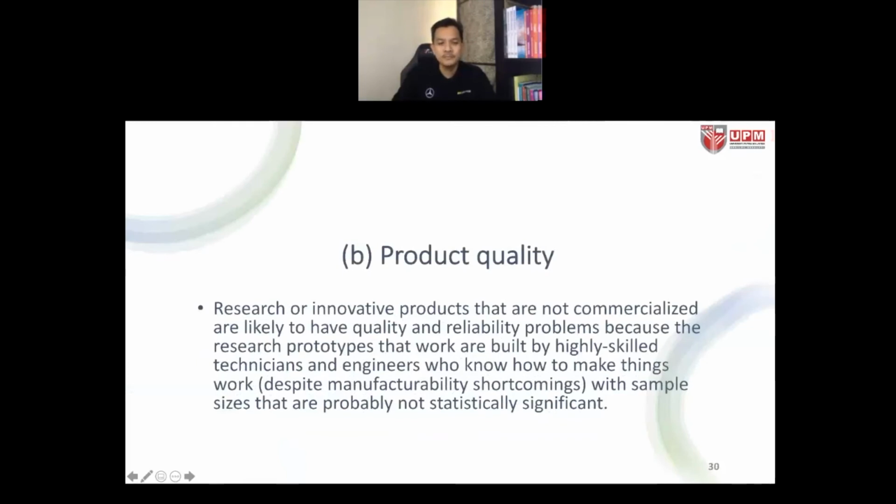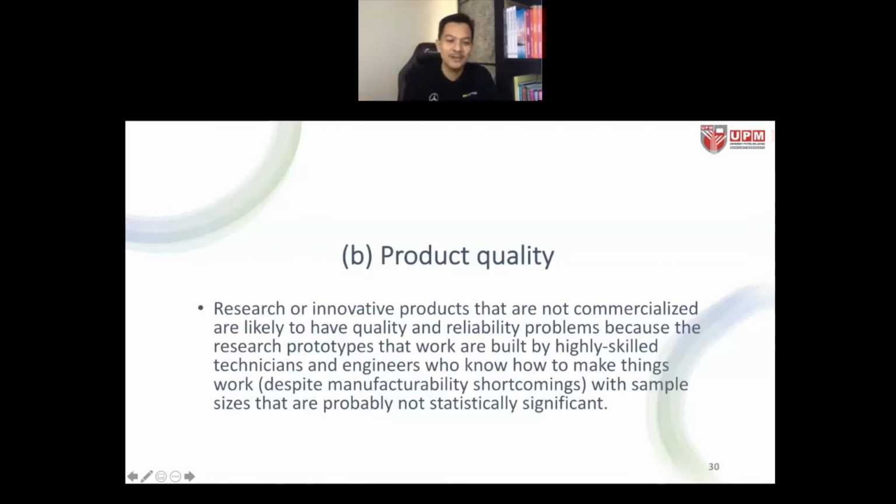We move on to product quality now. Just now you saw the first one was time to market. In terms of product quality, research or innovative products that are not commercialized are likely to have quality and reliability problems, because the research prototypes that work are built by highly skilled technicians and engineers who know how to make things.